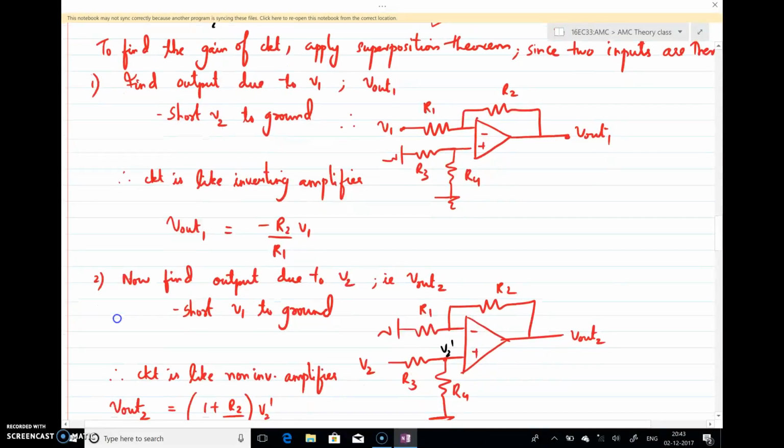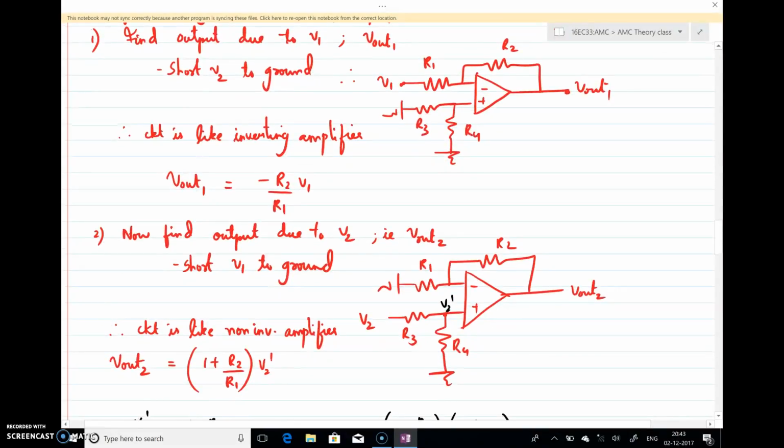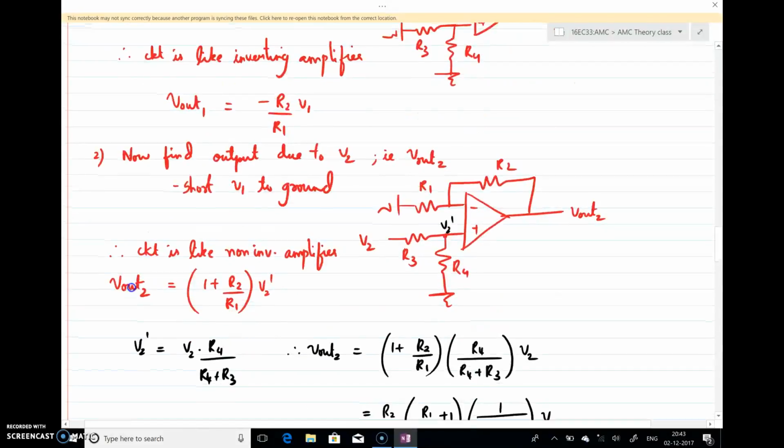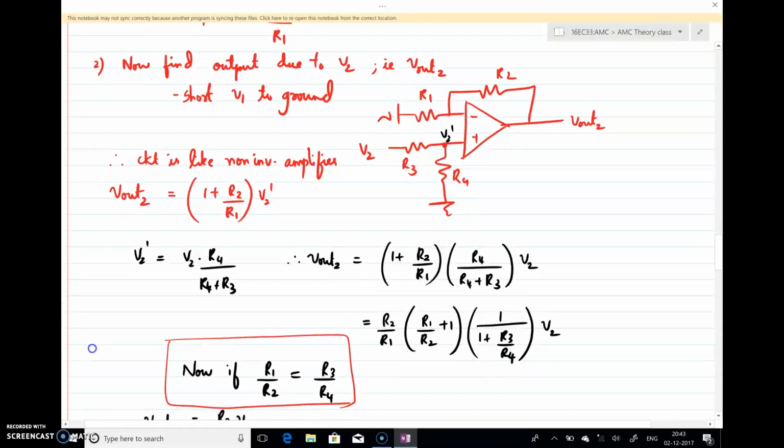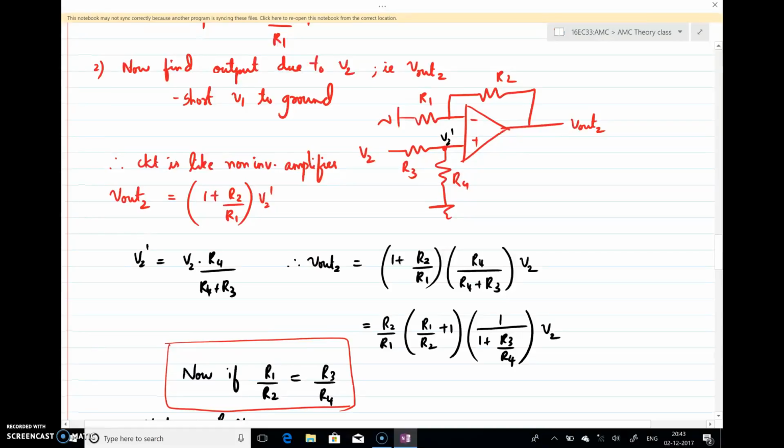Similarly, you can do the other way. To find the output due to V2, that is Vout2, you can short V1 to ground, and when I do that, the circuit looks like a non-inverting amplifier, and Vout2 is 1 plus R2 by R1 into the potential at this point. That point is V2 dash. Now how to get V2 dash in terms of V2? V2 dash is V2 into R4 by R3 plus R4. So by including that, I can write Vout2 as 1 plus R2 by R1 into R4 by R4 plus R3 into V2.